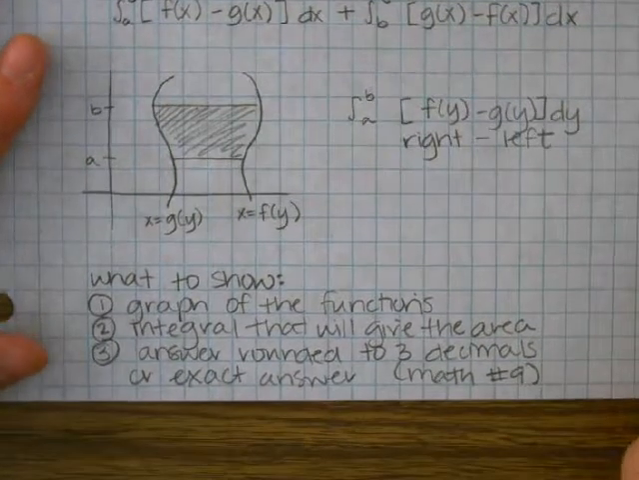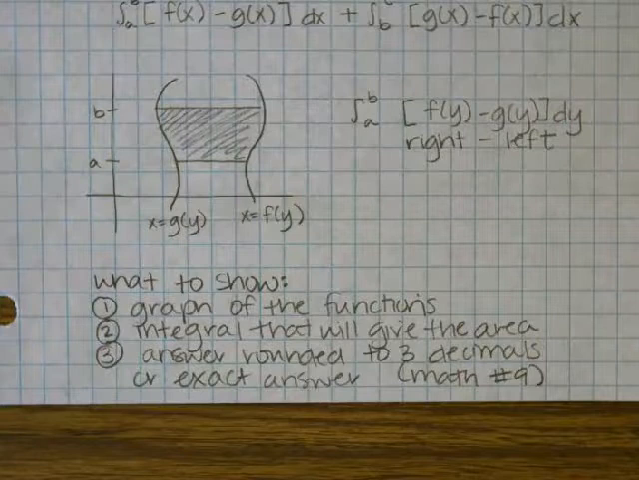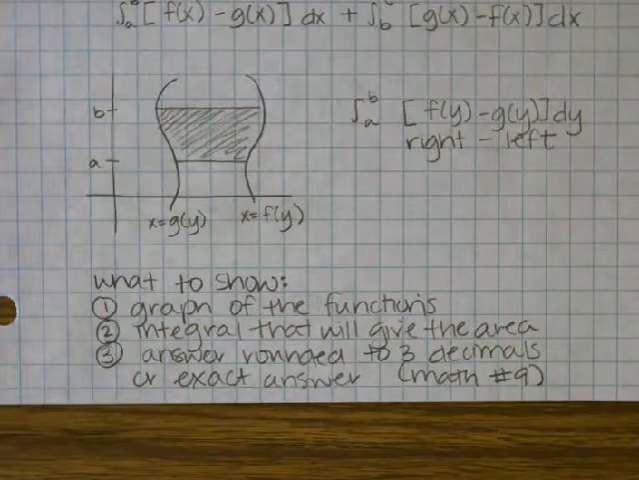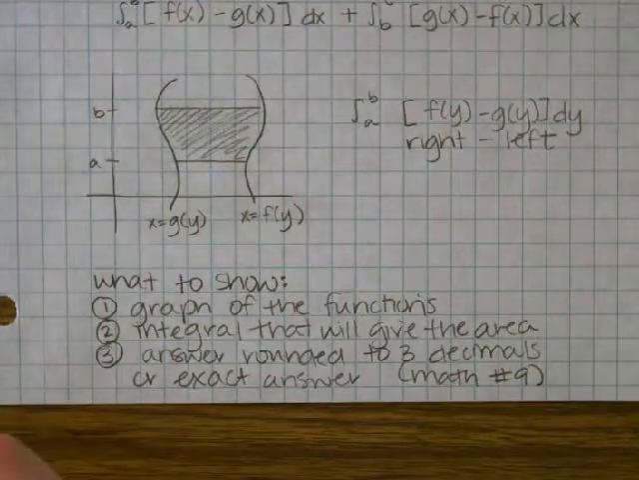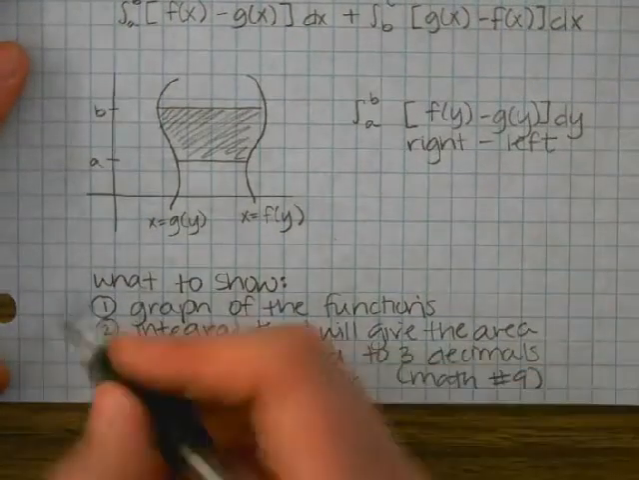So I either want the answer rounded to 3 decimal places, or I want the exact answer, and both of those you're getting from the calculator, math number 9. And this is all calculator active.